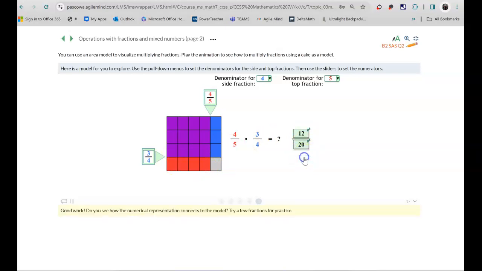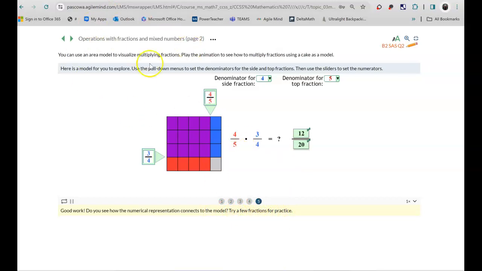12/20. Now let's check that. Look at that, it checked out all right. See? Look at that, we did it. Okay? So, there you have it. Good work. Do you see how the numerical representation connects to the model? Let's try a few fractions for practice.